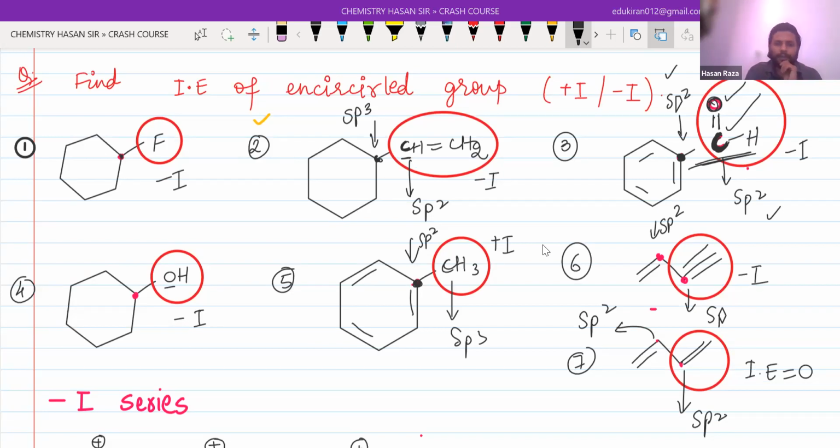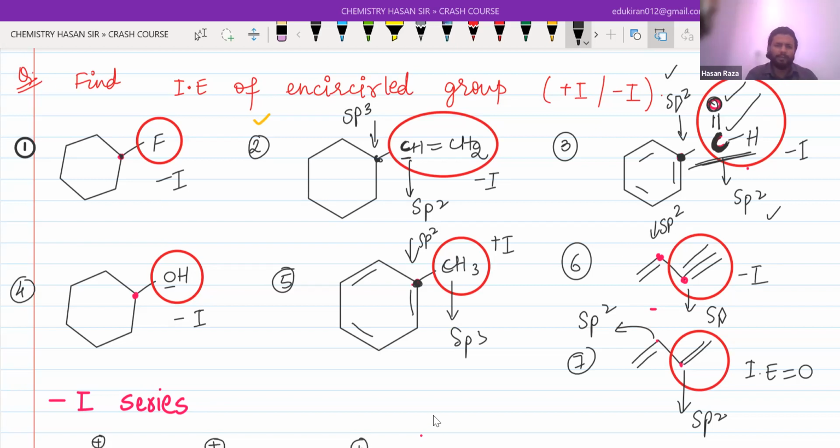The first one is minus I, the second one is plus I. The second one is wrong, and the third one is minus I. Very good. And the fourth one is not plus I, because oxygen is more electronegative. It will take electrons. The fifth is plus I. That's good. And the sixth is what? Sixth is minus I. Very good. And the seventh one is not plus I.